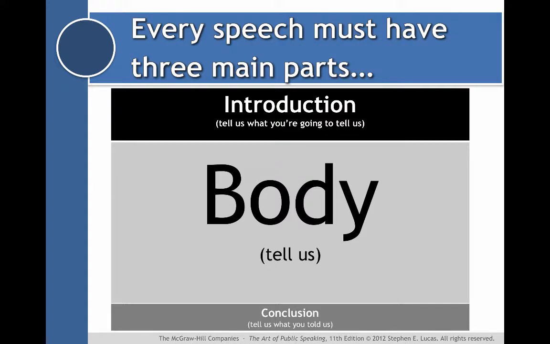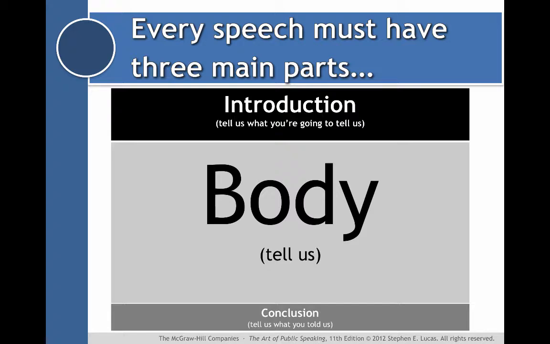Remember this illustration? It helps you to see the three basic parts of a speech, but it does more than that. It also helps to determine approximately how big each part of the speech should be. The body is obviously the largest part. That's where you're going to have the vast majority of your information and by default the most words.